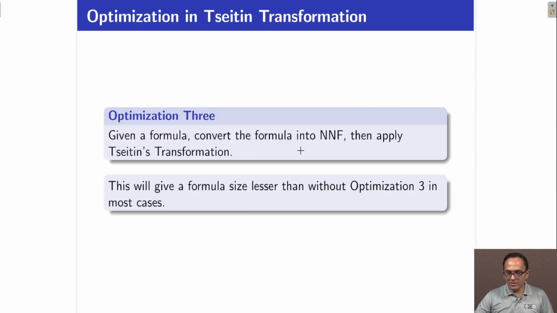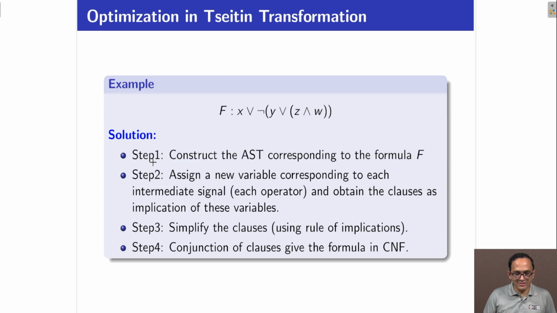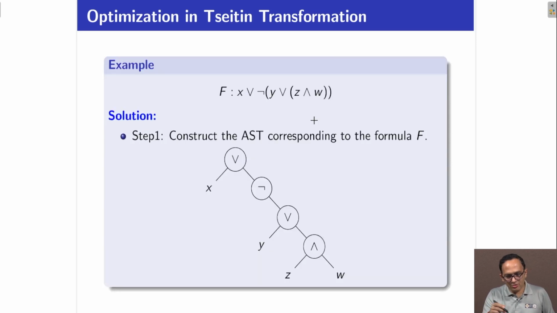And then the third optimization says that if you convert your formula into NNF first and then apply the Tseitin transformation, this will reduce the size of the formula further. For example, let us take a formula that is not in NNF, because you have a negation which is not part of the literals. If I convert the formula into NNF, what will happen? The negation will always be with the atoms or the propositional constants. So, let us take this formula and I will show it in detail.